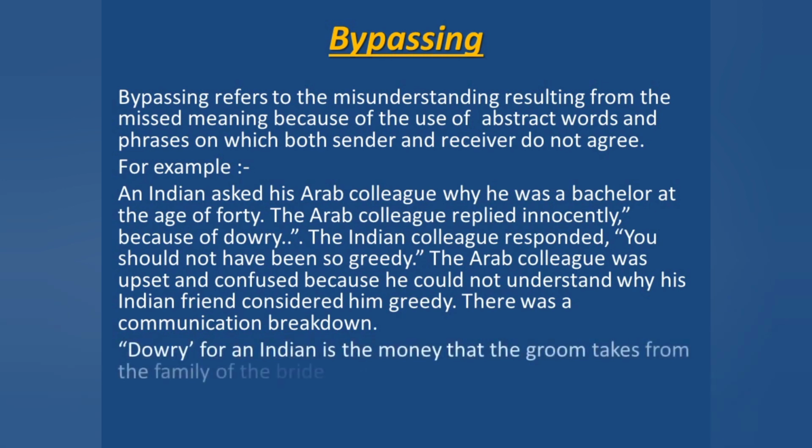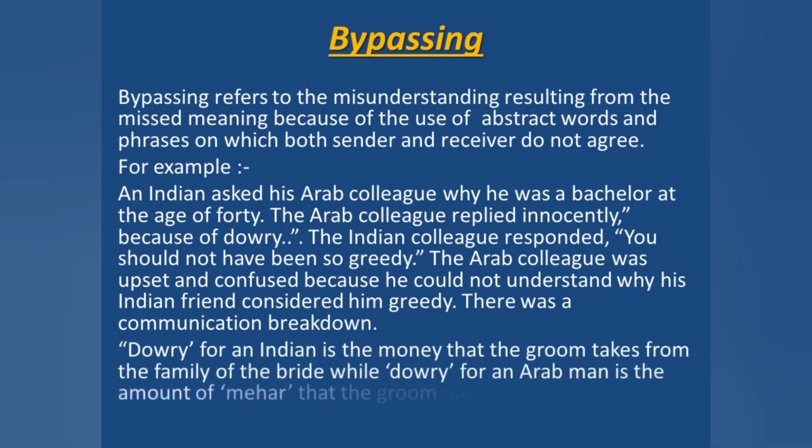Dowry for an Indian is the money that the groom takes from the family of the bride, while dowry for an Arab man is the amount of mahar that the groom has to pay to the father of the bride.